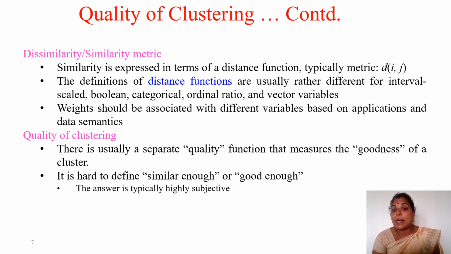There is usually a separate quality function that measures the goodness of a cluster. So suppose in your model you are using the clustering technique, then how do we measure the quality of the cluster? That is, what is the goodness measure we are using in order to assess the quality or performance of the system. For that, we have different measures, and it is hard to define similar enough or good enough. That answer is typically highly subjective.